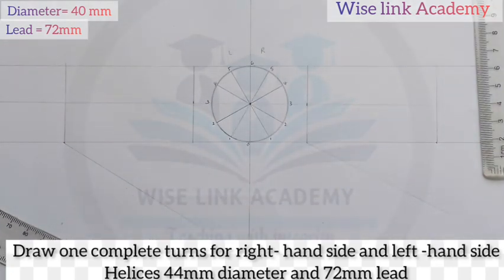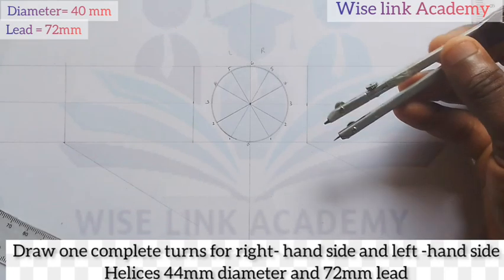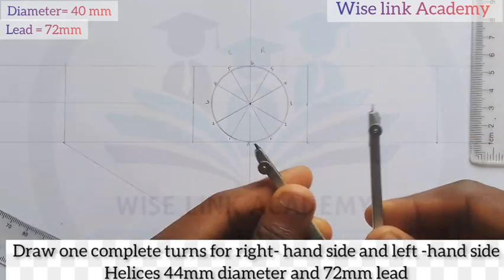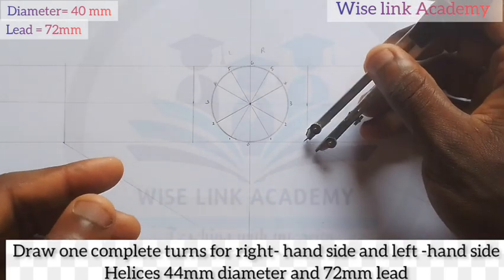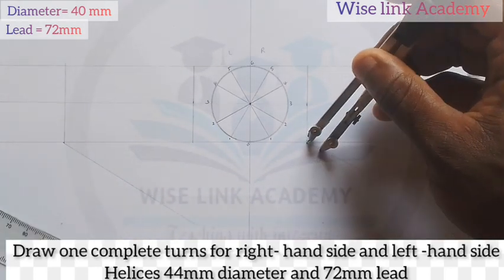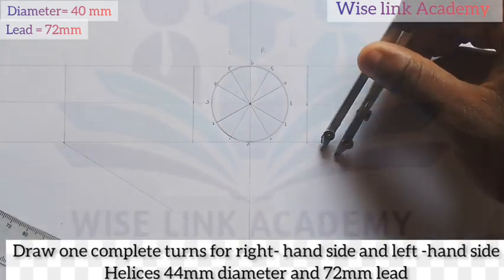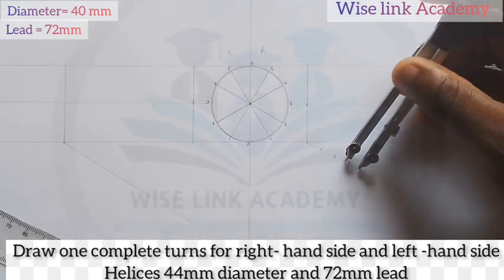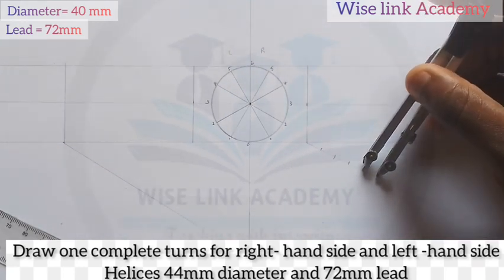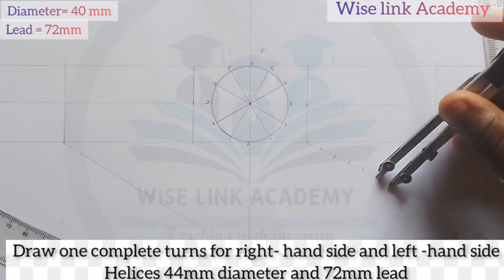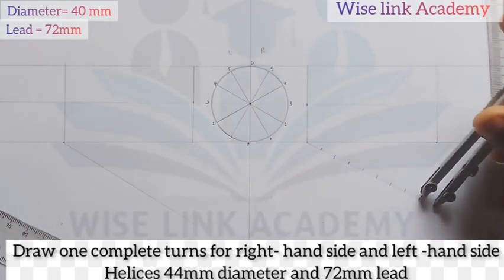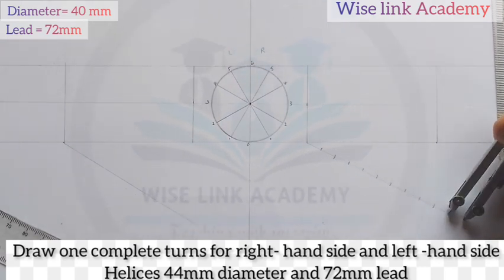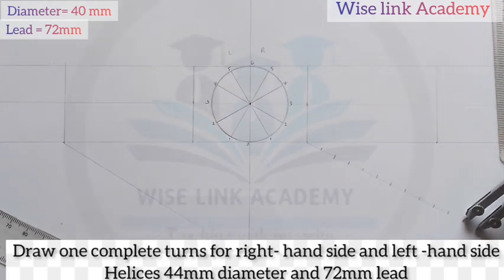Any inclined line of your choice. Now, with any radius of your choice, I can use any one of my choice. Don't need to measure it. Just take it at this point. Now, cut it into 12 equal parts. This is 1, 2, 3, 4, 5, 6, 7, 8, 9, 10, 11, and 12.